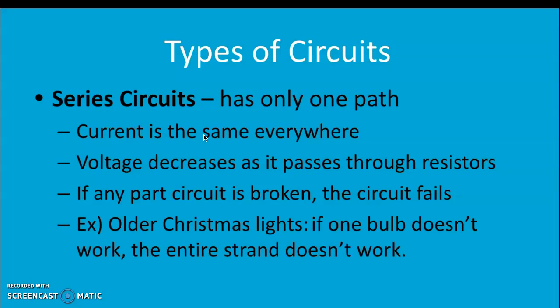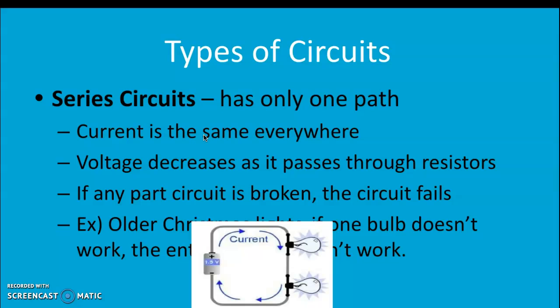An example of this: if you have some older Christmas lights, they're wired in series. So each light bulb is its own resistor, and they're strung together one by one. They're in a line. So if one of the bulbs goes out, that means that you have a resistor that has stopped working in this series circuit. And if that happens, then all the bulbs are not going to turn on because it's in series. Because if any part of a series circuit breaks, the circuit fails. So this is what it looks like in a diagram. You have your battery over here, the current flowing, and its light bulbs strung along right next to each other.